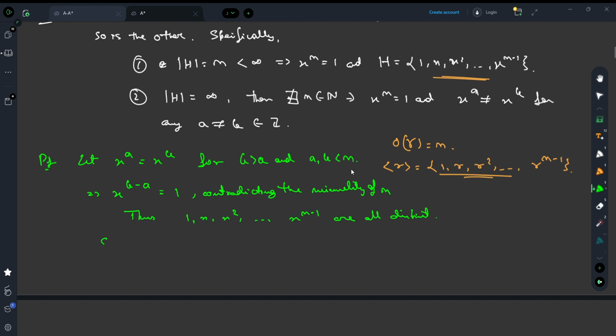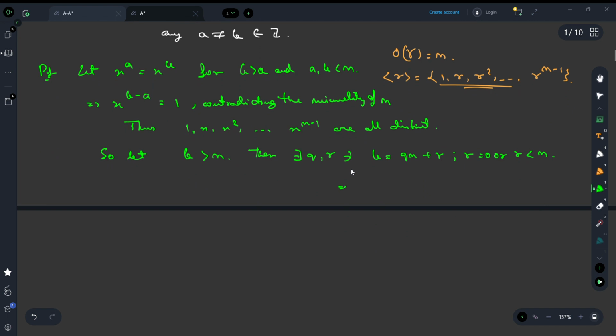Now our second question is whether there can be more elements in this group. Okay, so let b be greater than n. Then there obviously exist integers q and r such that b can be written as qn plus r, with r being 0 or r being less than n. This is simply Euclid's division lemma.